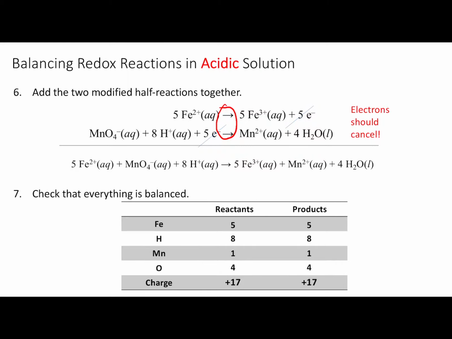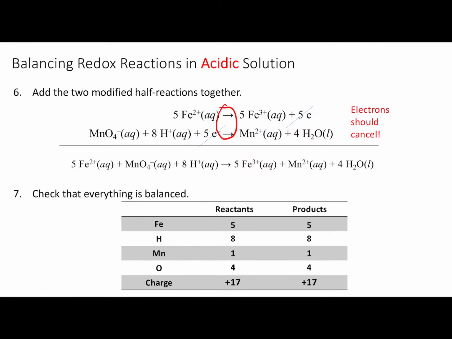The last step is just to verify that all atoms and charges on both sides are balanced. And as you can see from this little table, which I find a handy way to keep track of this, they are. We have equal numbers of all atoms in reactants and products, and the charge on both sides is plus 17. Plus 17. So this is the balanced redox reaction in acidic conditions.